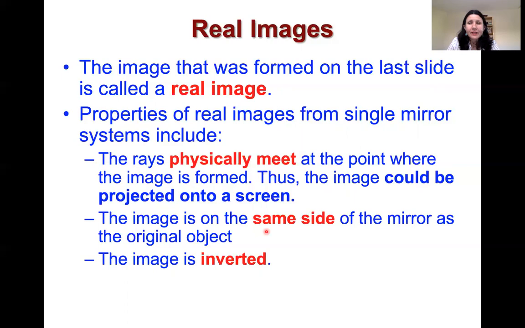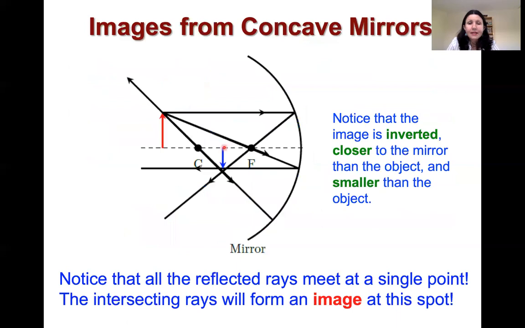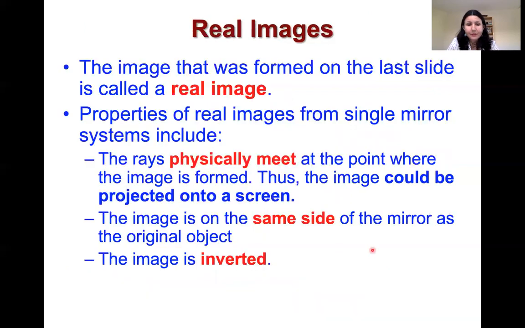Another interesting thing that we observed with this real image, if we go back a step, is that it's upside down, it's inverted, and it's in front of the mirror. So we see that the image is on the same side of the mirror as the original object, and the image is inverted. So these are the properties of real images made by this concave mirror.